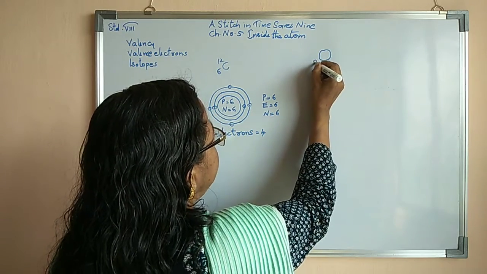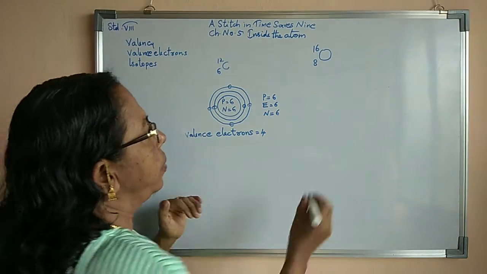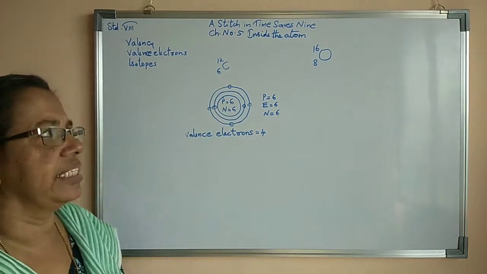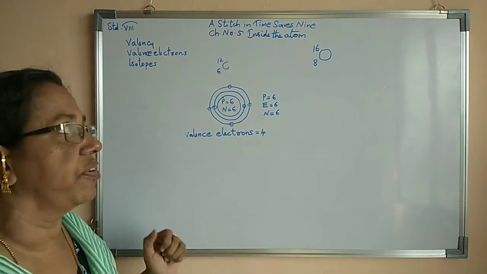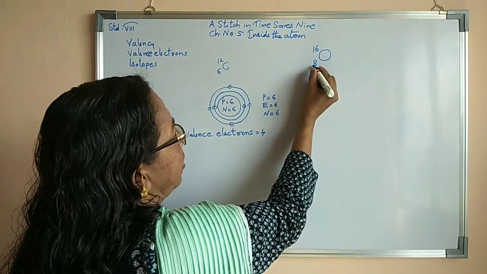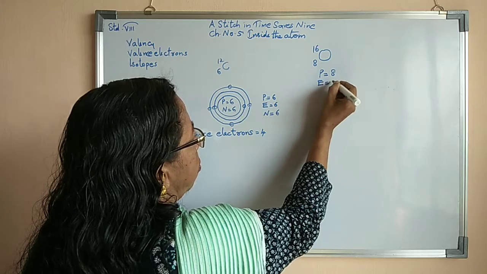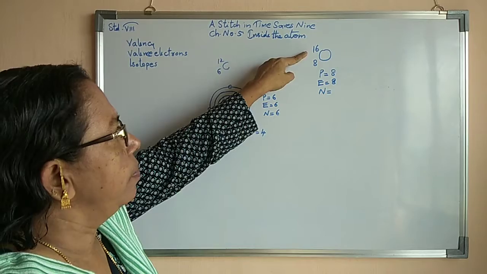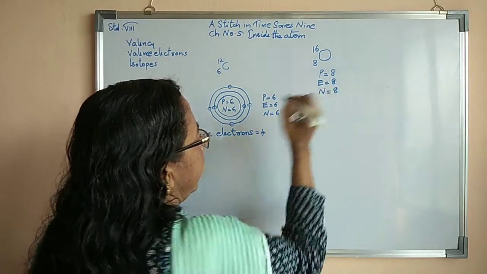Now I am showing you another example, that is oxygen. O, its atomic number is 8, mass number 16. Now this is the diagrammatic representation. Without a diagram also we can write the electronic configuration. Here the atomic number is 8, then protons number 8, electrons number also 8. Neutrons number we need to find out, the difference between mass number and atomic number. So 16 minus 8, that is equal to again 8.